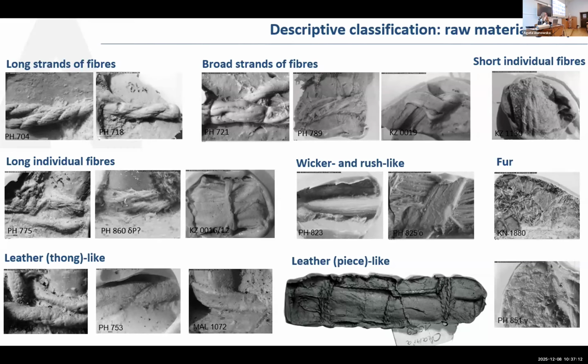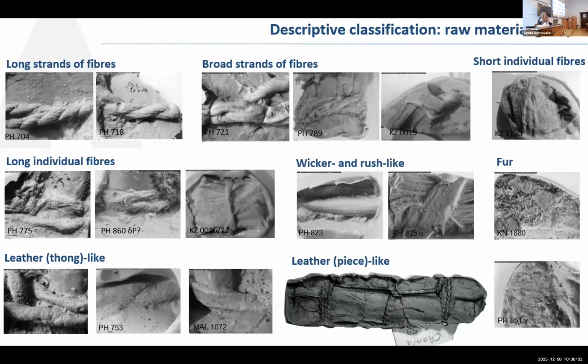Whereas the microstructure of products such as wicker, fur, or leather is really distinctive, and even though we cannot talk about any specific species, we can still distinguish these products from the others. For the long strands of fibers, broad strands of fibers, short individual fibers, and long individual fibers, there can be many raw material groups which give a similar appearance. So here is the hope for the AI, but also a hope for SEM. Probably SEM will be a tool which will help to give a more precise definition.